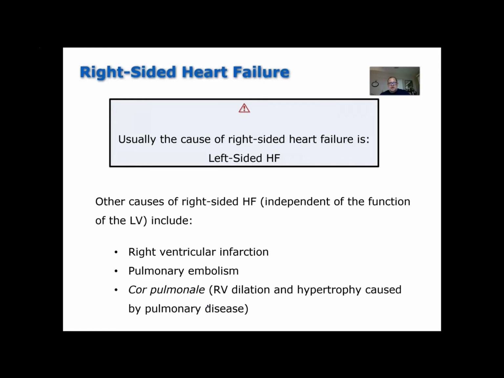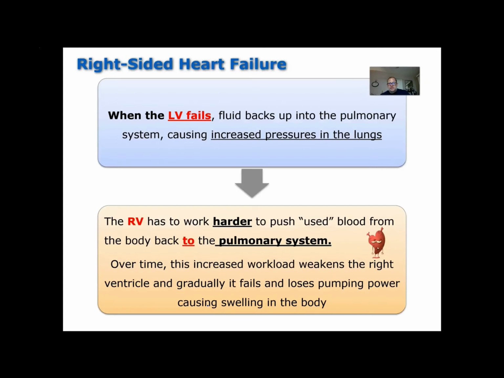Something to think about though is that the usual cause of right-sided heart failure is left-sided heart failure. That's your number one culprit right there. Other causes can be right ventricular infarction, pulmonary embolism, and cor pulmonale, which is right ventricular dilation and hypertrophy caused by pulmonary disease. If you think about it, if your left ventricle fails, fluid's backing up in your pulmonary system, right? The whole body is interlinked. So if it's backing up into the lungs, it's eventually going to back up into the right ventricle, which is going to back up the right atrium and all the way through.